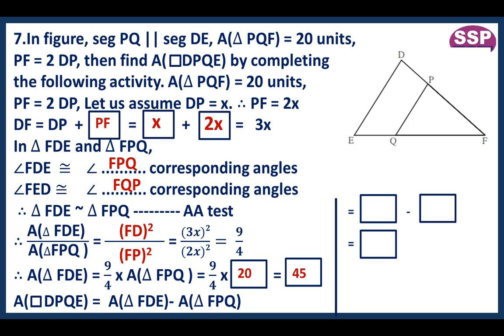Now, area of quadrilateral DPQE is equal to area of triangle FDE minus area of triangle FPQ. On putting the values, we get 45 minus 20. Therefore, area of quadrilateral DPQE is equal to 25 units.